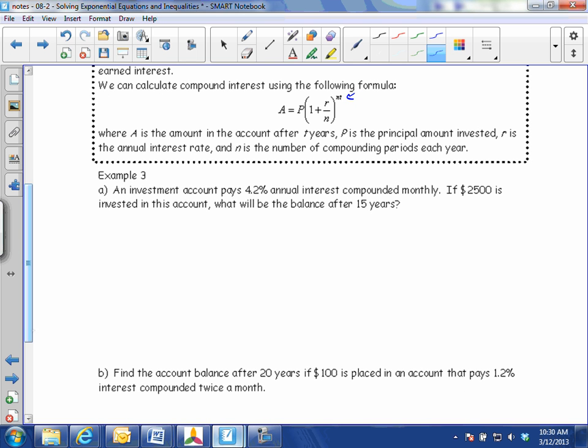Okay. So, example A says an investment account pays 4.2% annual interest compounded monthly. If 2,500 is invested in this account, what will be the balance after 15 years? Okay, so we're looking for how much is in the account. So put in A. What's our P?